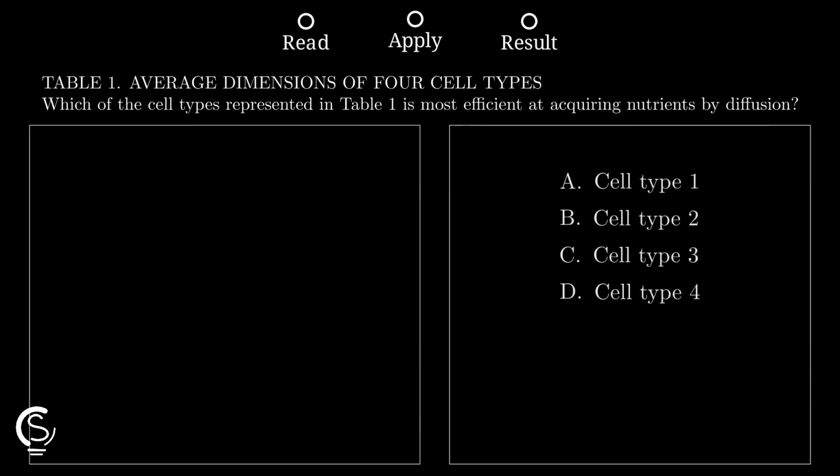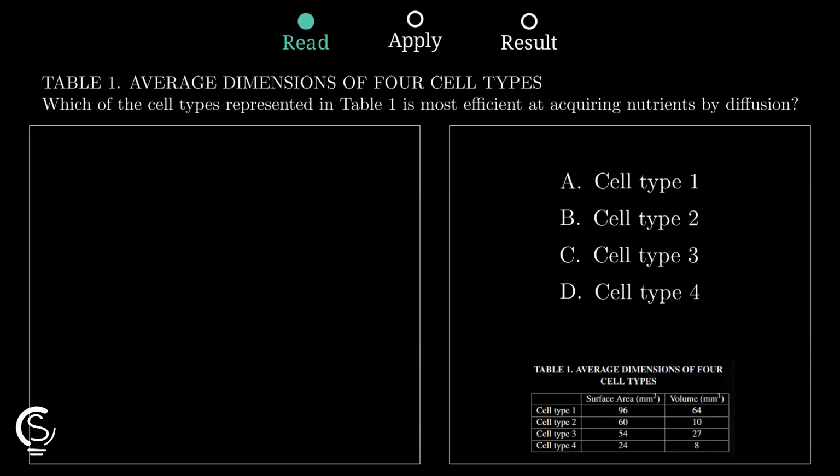For nutrient uptake by diffusion, the key idea is surface area compared with volume, because nutrients cross the cell membrane at the surface, while the whole cell volume needs supplies. That means the most efficient cell is the one with the highest surface area to volume ratio, since more membrane is available for diffusion relative to the amount of cell needing nutrients.